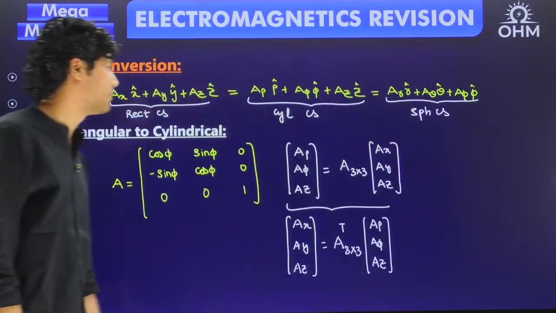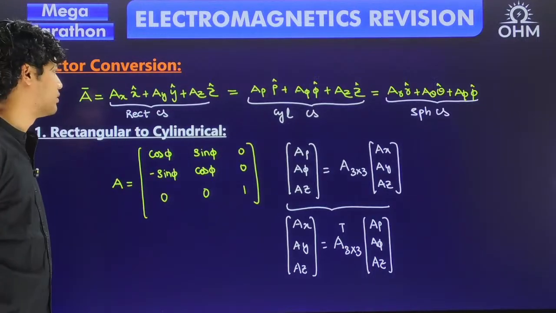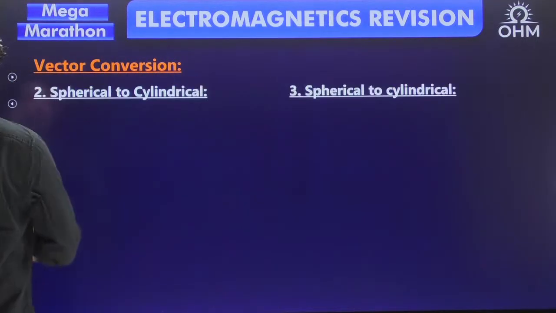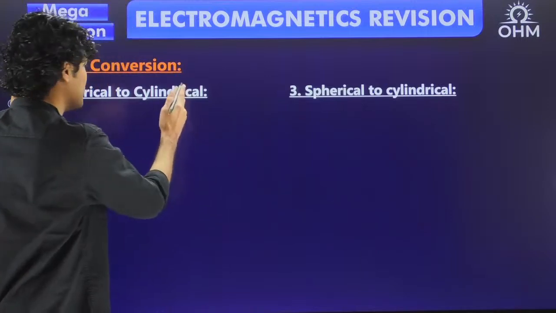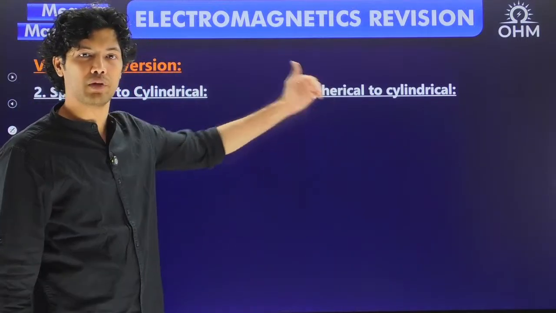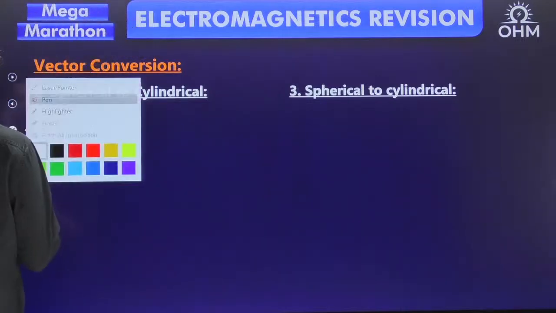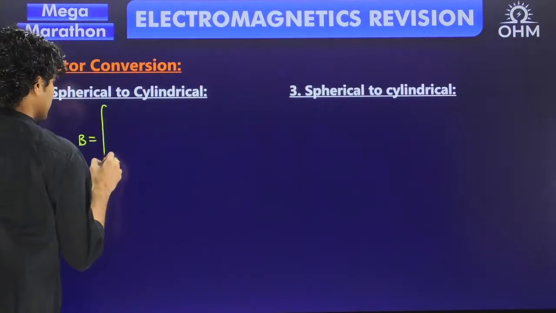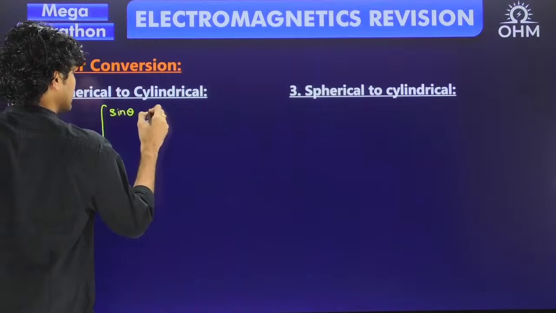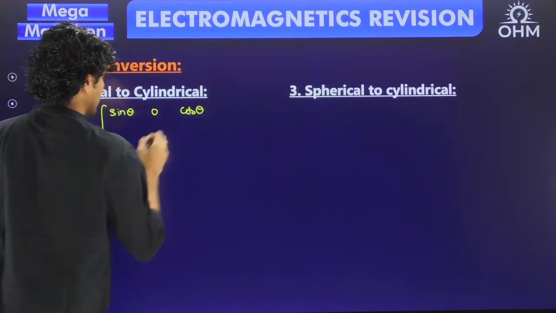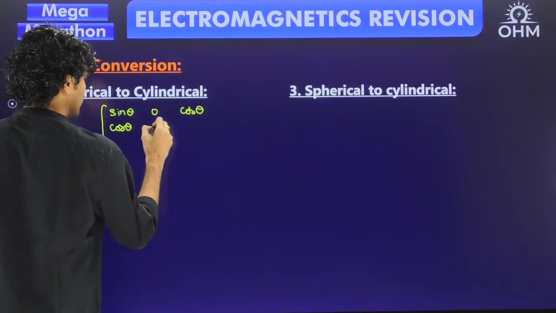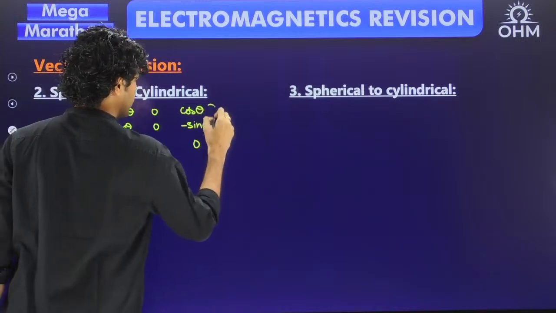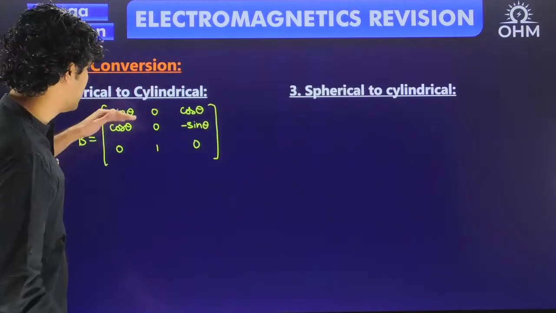Okay. So this is regarding the conversion of the vector component from one form to another form. Next, spherical to cylindrical. Again, the moment you remember this portion, the last portion is derived from the first and second results only. So here the matrix that we are taking is another transformation matrix B, which is equal to sin theta 0 cos theta, then cos theta 0 minus sin theta, 0 1 0.